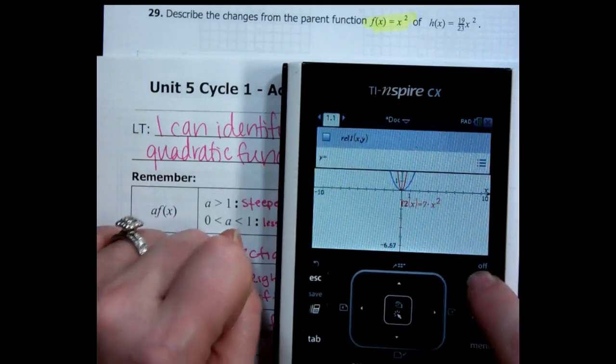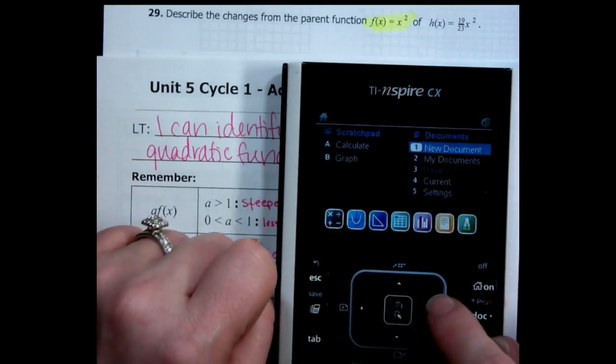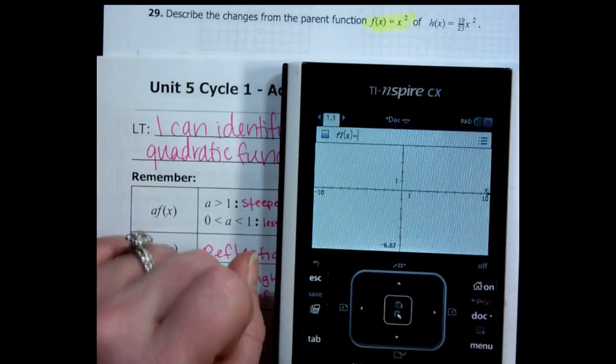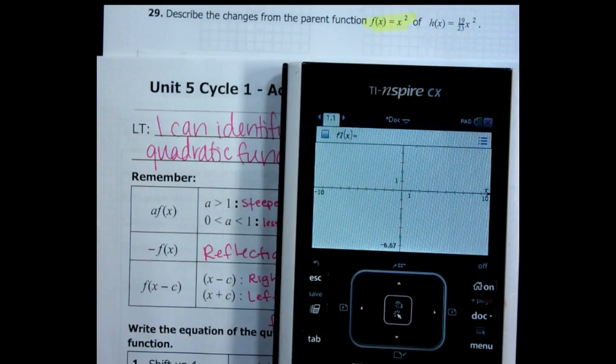Hold, please. I'm going to go back. New document. Don't save. Add a graph. I accidentally deleted something, so now I've got to start over. So I have to do my parent function, x squared. Boom. Good. All right, now tab.